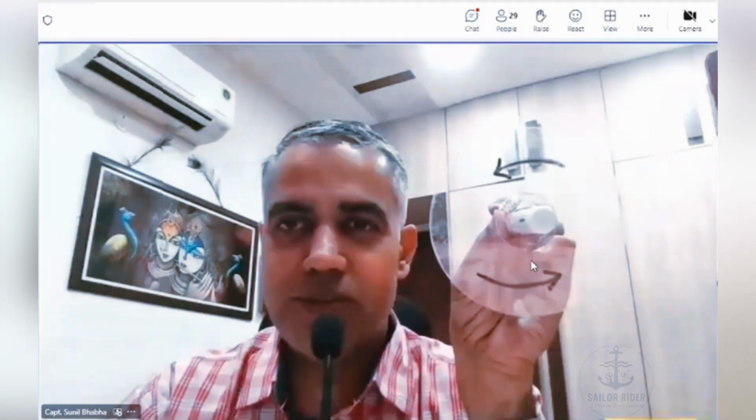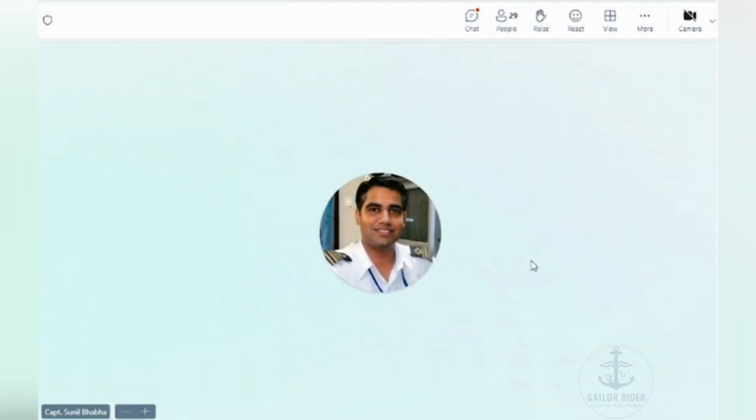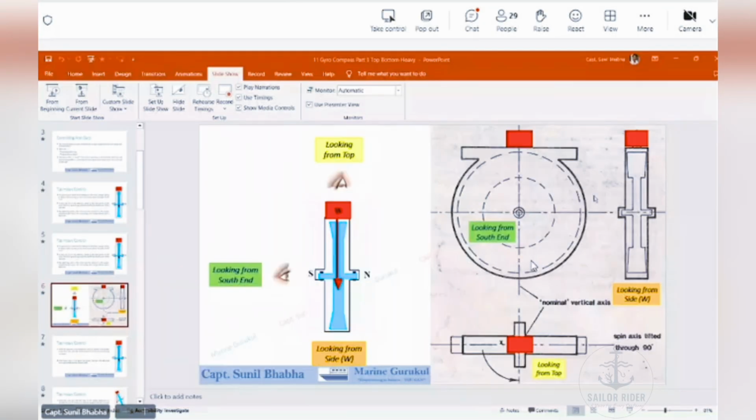Okay, let's go back to the presentation now. Okay, all right. So let's see now. We have seen how the weight is fitted on top of the casing. Let's now move ahead.